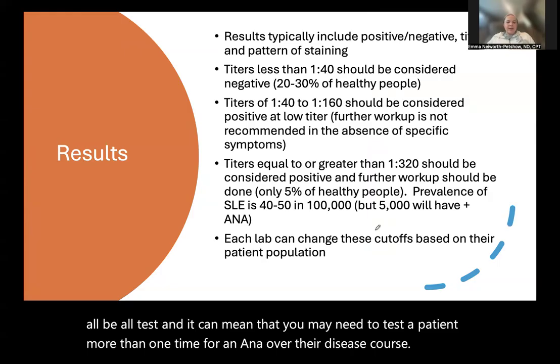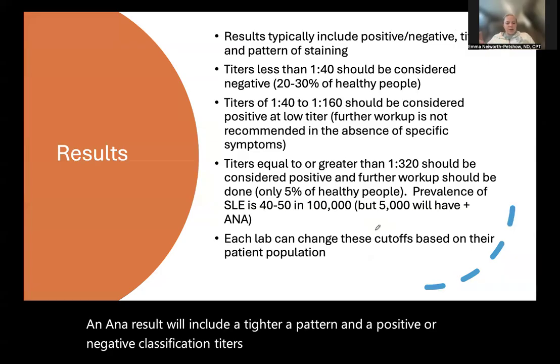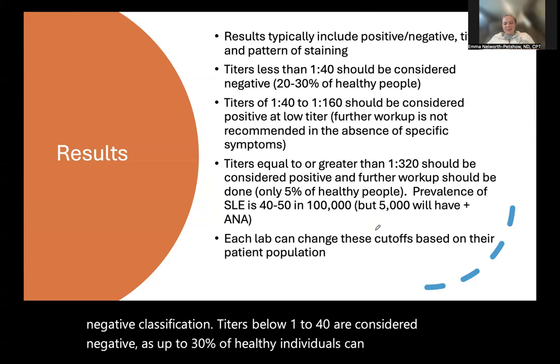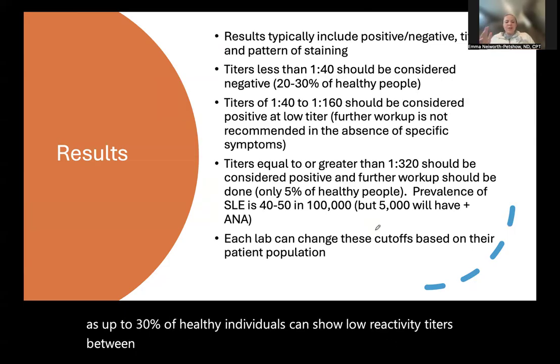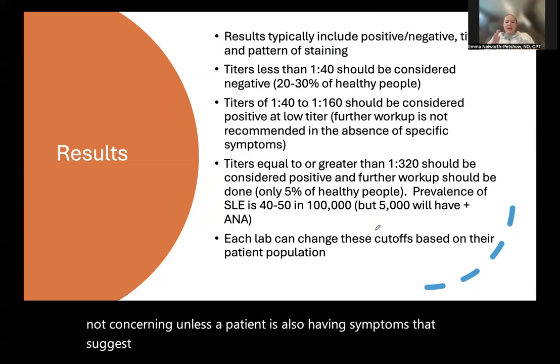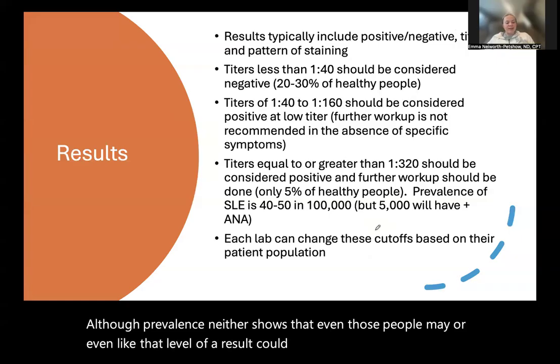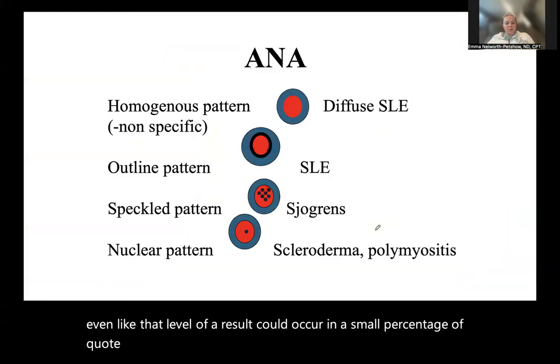An ANA result will include a titer, a pattern, and a positive or negative classification. Titers below 1 to 40 are considered negative, as up to 30% of healthy individuals can show low reactivity. Titers between 1 to 40 and 1 to 160 are low positives. They typically are not concerning unless a patient is also having symptoms that suggest disease. A titer above 1 to 320 is a strong positive and warrants further evaluation. Although prevalence data shows that a result at that level could occur in a small percentage of quote unquote healthy individuals.